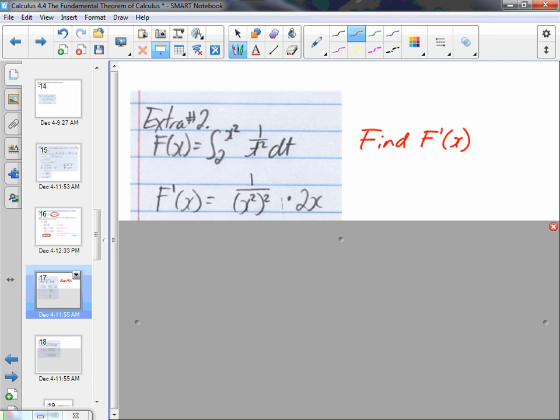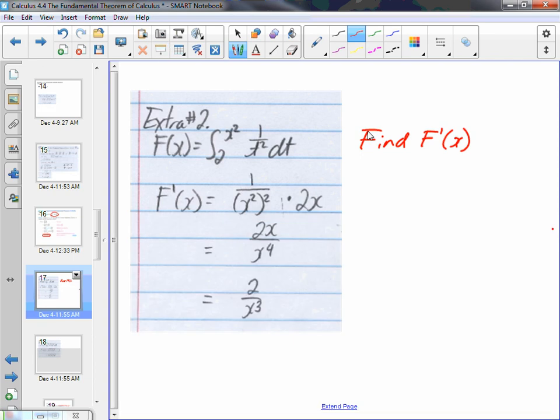Get the first step right. Replace t with u, and then times the derivative of u. Replace t with x squared times the derivative of x squared. And then that's what you ought to get when you're through simplifying.